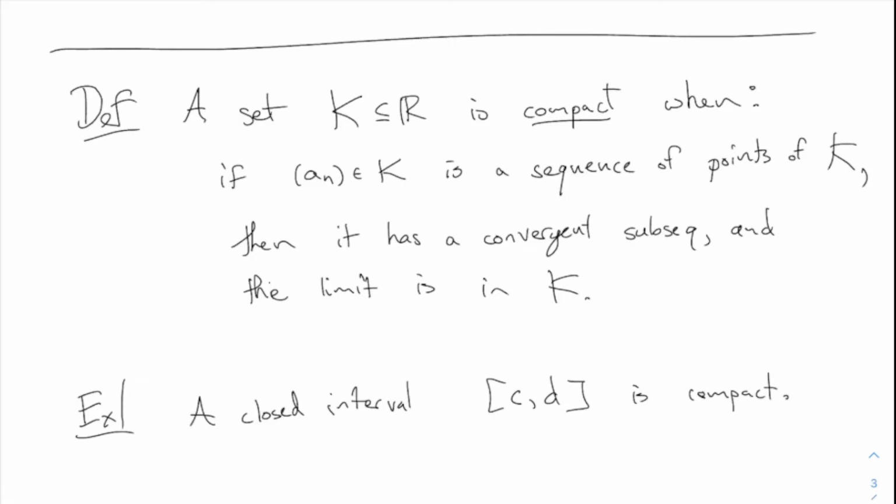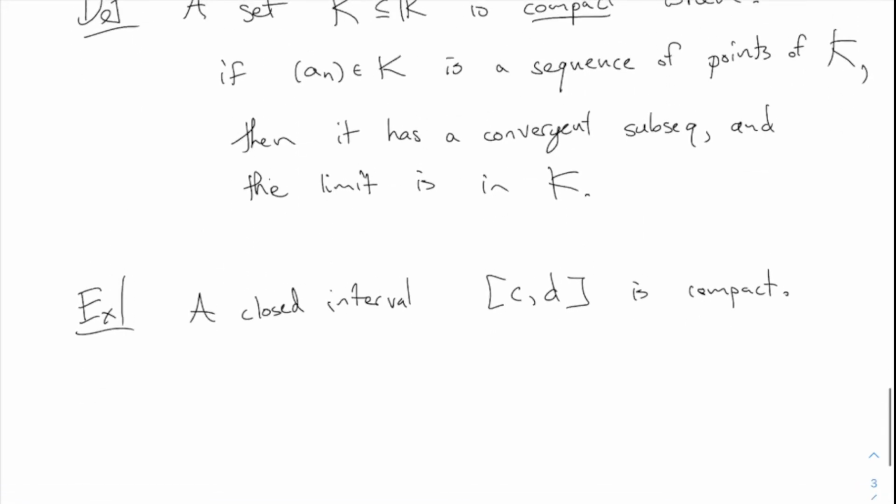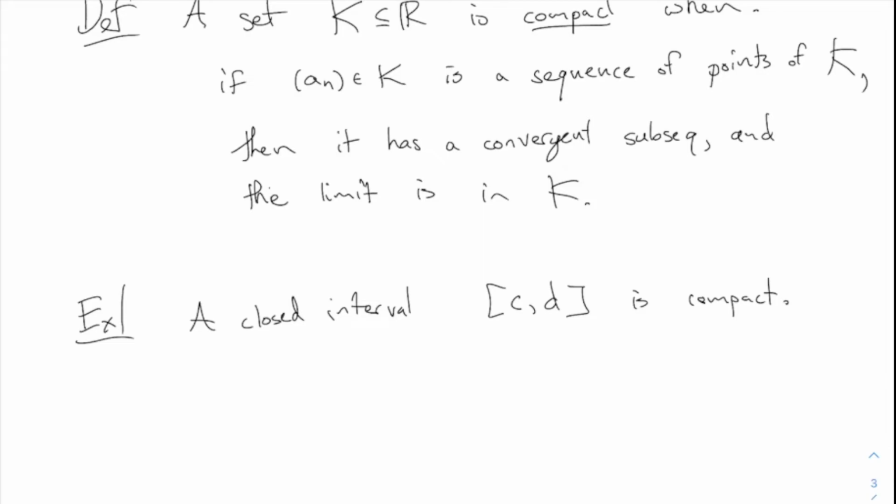Let's see if we can demonstrate that. This is not hard to do. What we have to do is consider any sequence of points in the closed interval, and then explain why it has a convergent subsequence, and furthermore, why it converges to something which is still in the closed interval. So let a_n be in [C, D]. I use the element sign there. I mean that this is a sequence, and each term of the sequence is an element of the closed interval. All right?